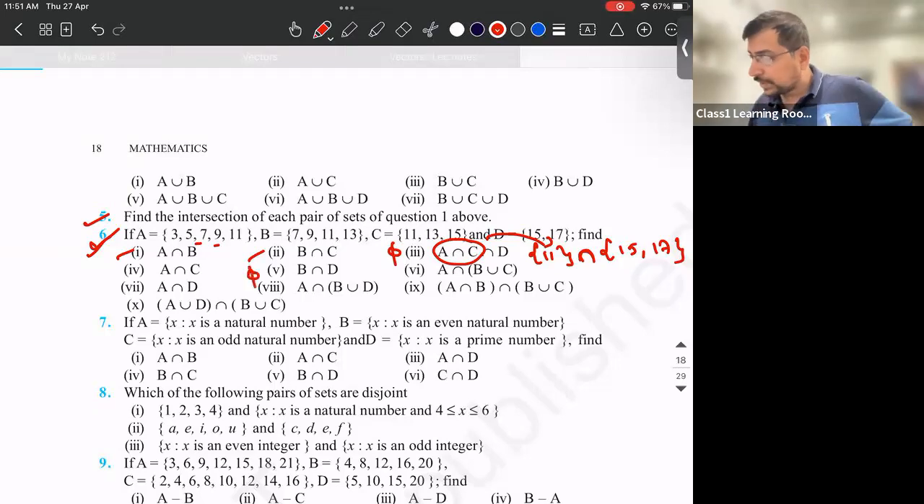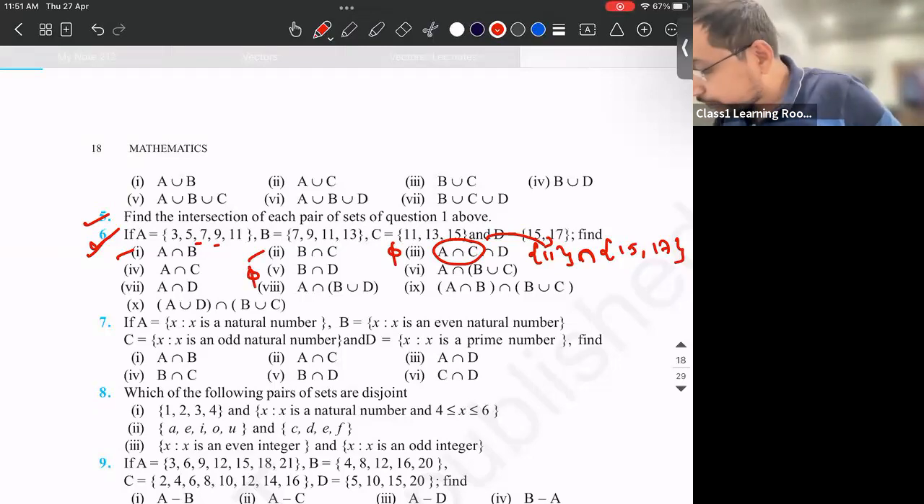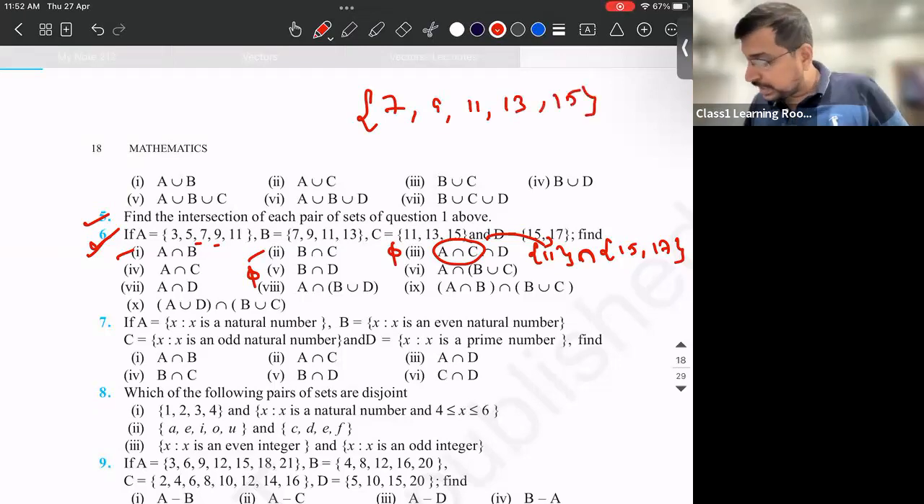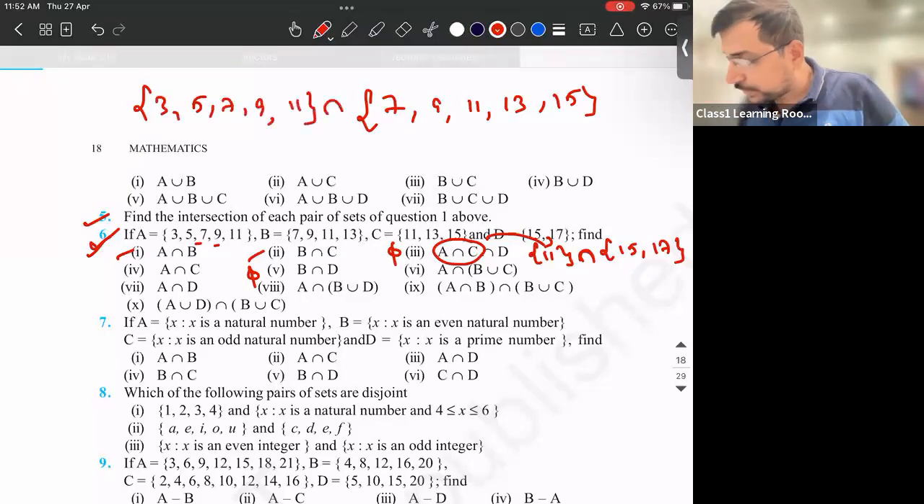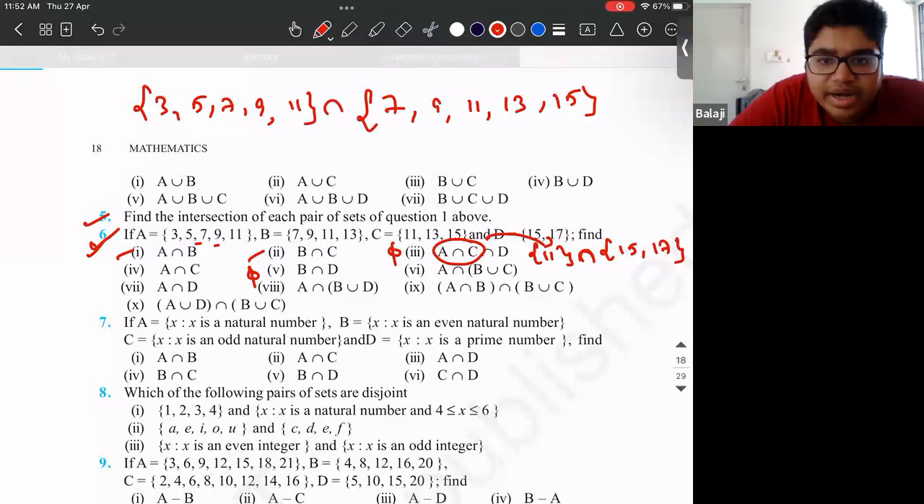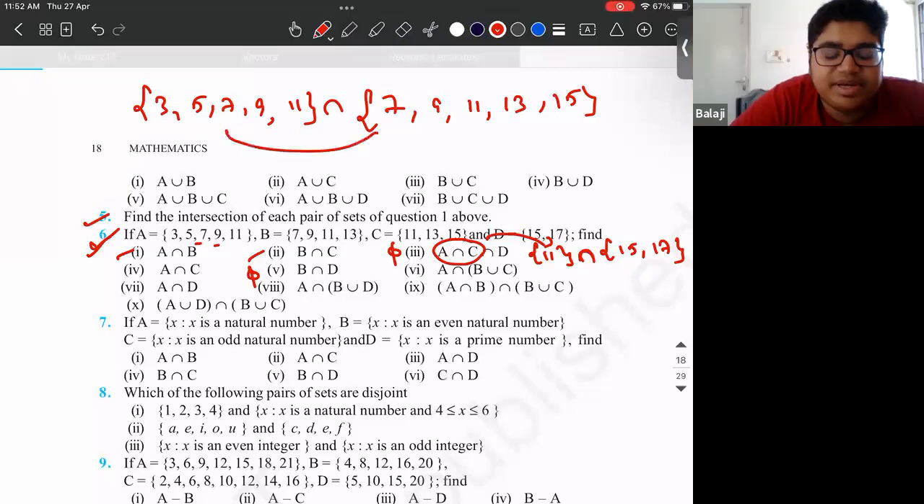A intersection B union C. What is B union C in the first place? B union C is 7, 9, 11, 13, 15. What is A? 3, 5, 7, 9, 11. So if you do the intersection operation between them, what do you get? We get 9, 11. No, 7 you left, no? 7 is there. 7, 9, 11.